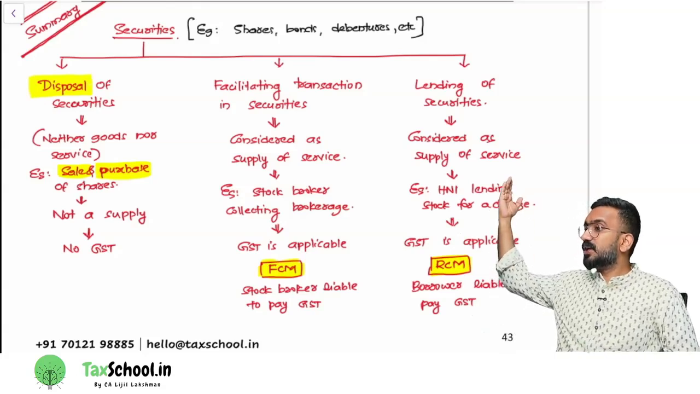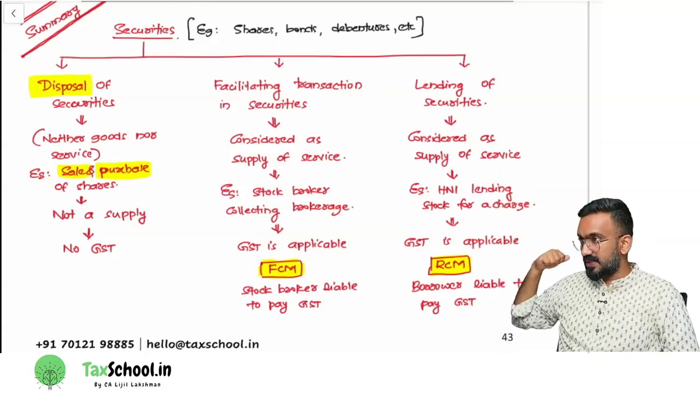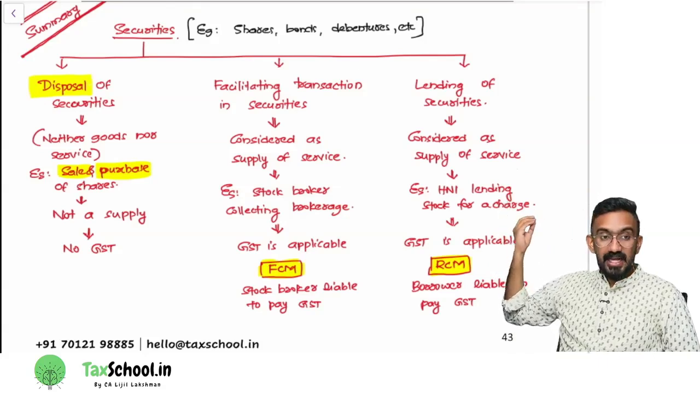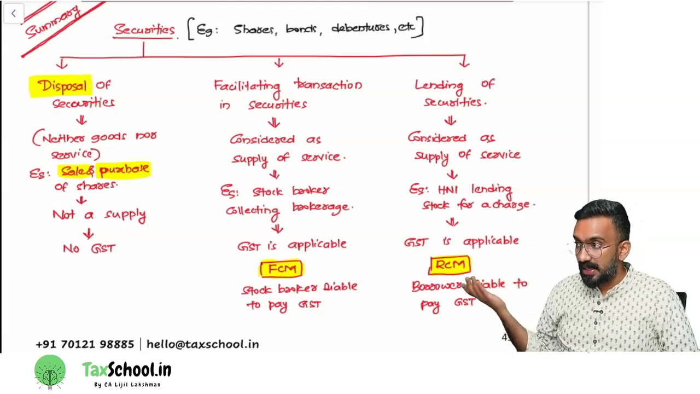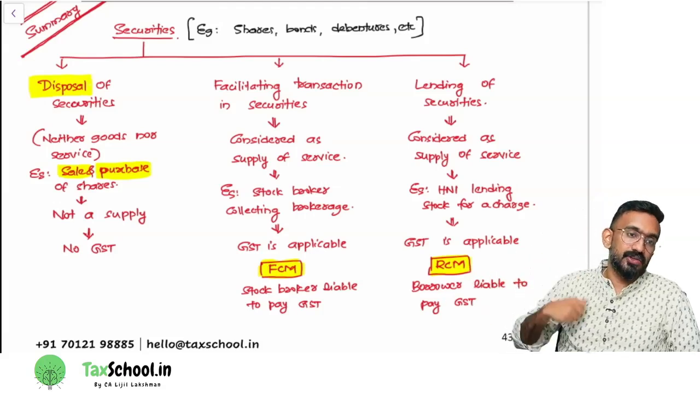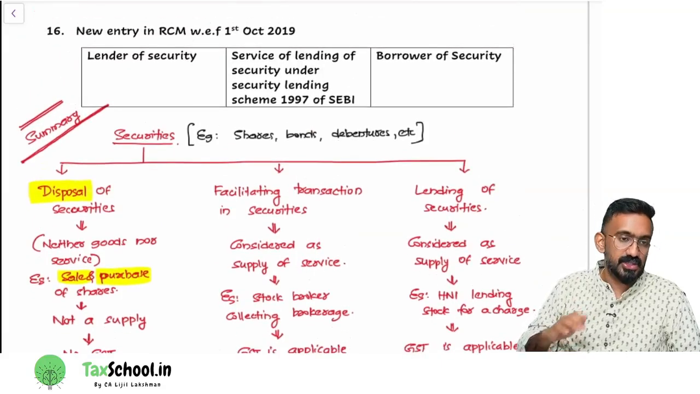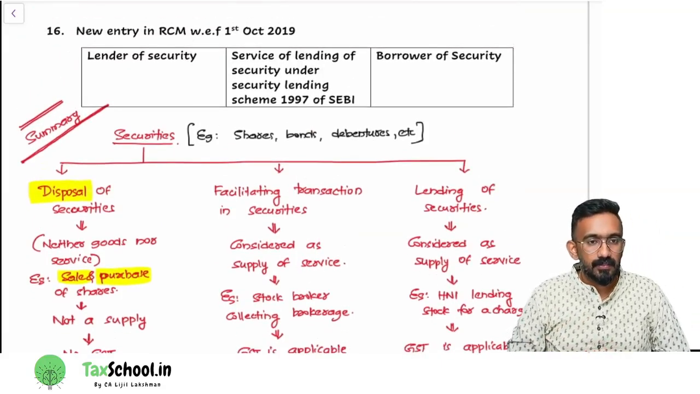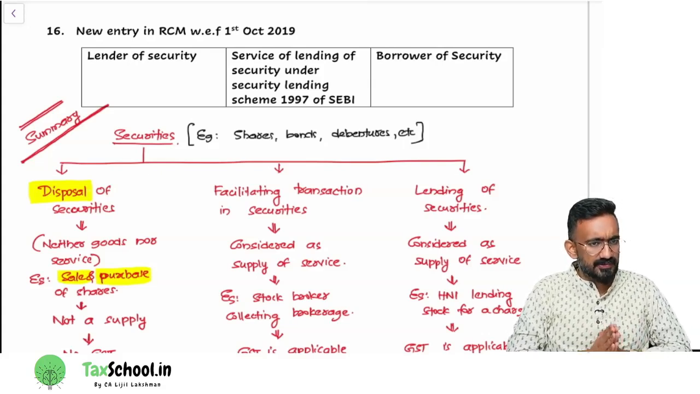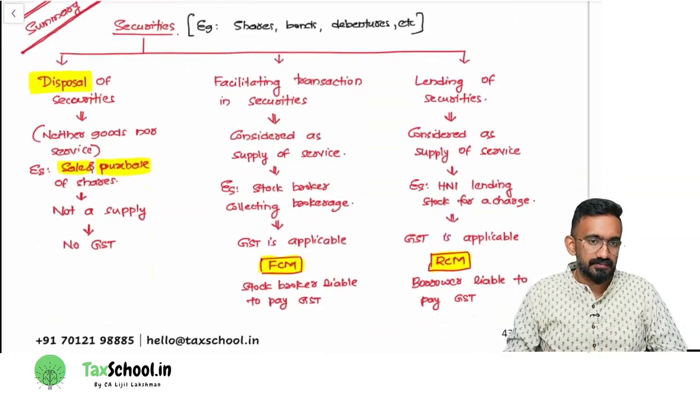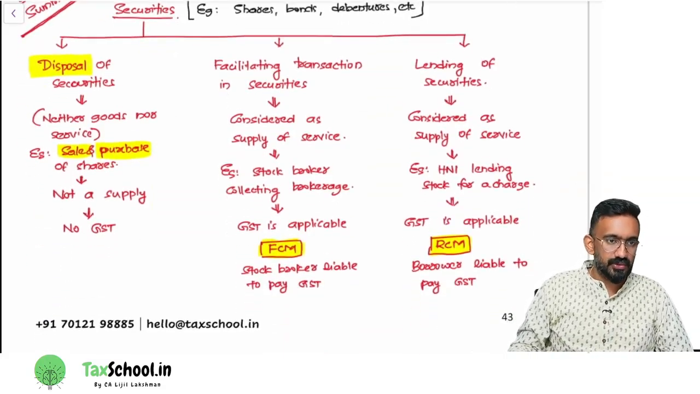Lending of securities is considered a supply of service. Example: an HNI, a high net worth individual, is lending stock for a charge. GST is applicable. However, GST is paid by the borrower under reverse charge, which is what is given under RCM. Are you guys understanding this? So three activities. One is not a supply. Second is a supply under FCM. Third is a supply under RCM. These are the three activities that you have to remember.